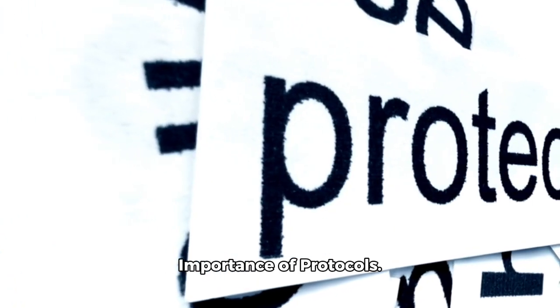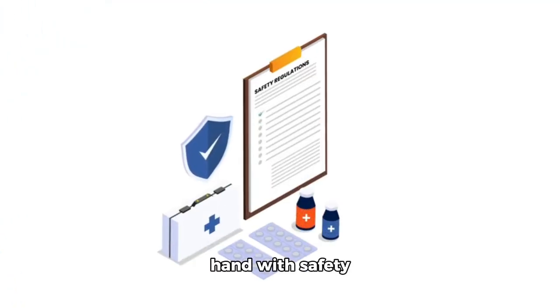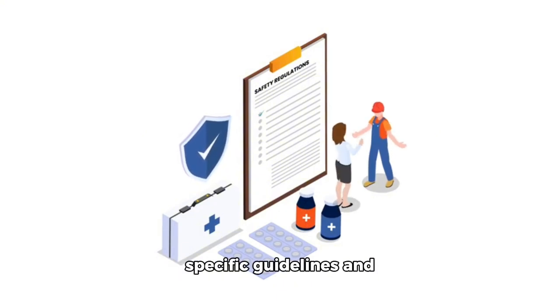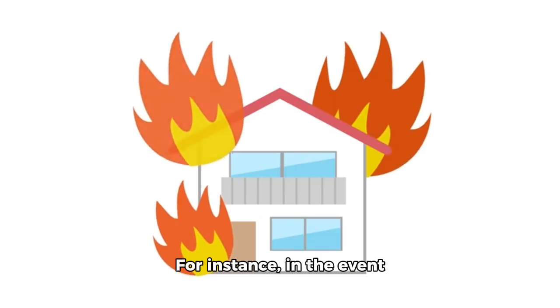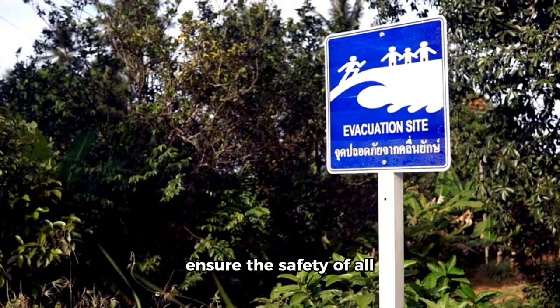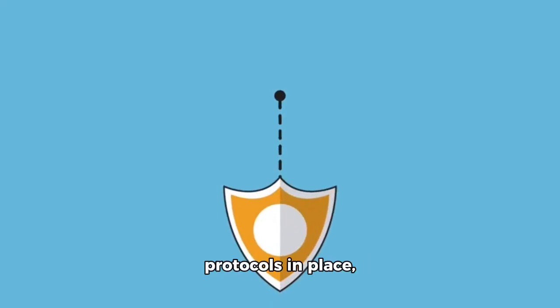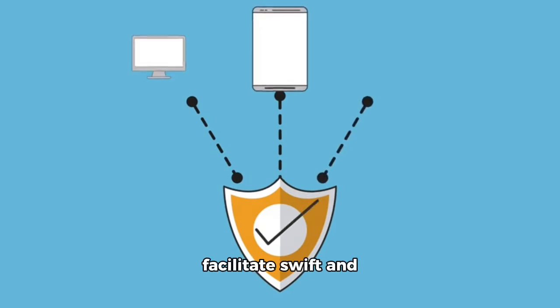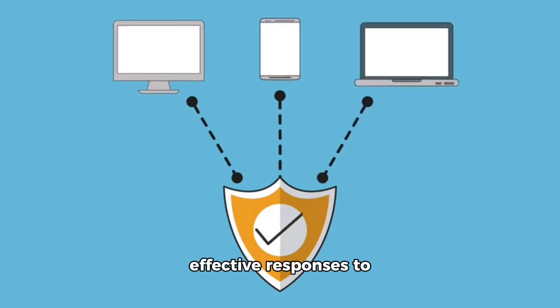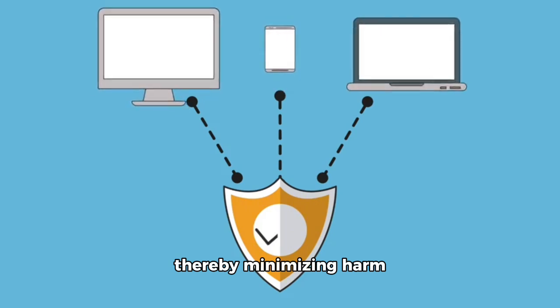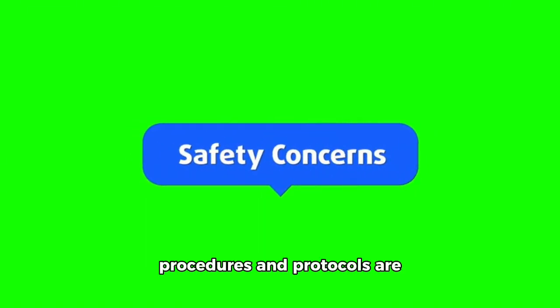Importance of protocols. Protocols work hand in hand with safety procedures by outlining specific guidelines and responsibilities during emergency situations. For instance, in the event of a fire, protocols may dictate evacuation routes and procedures to follow to ensure the safety of all individuals present. By having well-defined protocols in place, organizations can facilitate swift and effective responses to unforeseen events, thereby minimizing harm and expediting recovery operations.